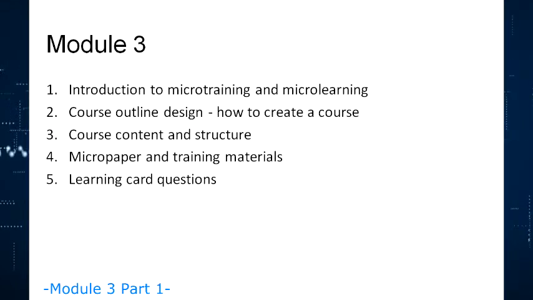First of all, let's remind ourselves what it is that we're looking to achieve here. In this module, we're going to cover an introduction to microtraining and microlearning, just to recap the key principles. We'll then take you through a step-by-step course outline, design principle and structure, which is how to create a course using a proven methodology. The course content and structure will be covered in depth. There are 12 points and we'll cover each one in detail.